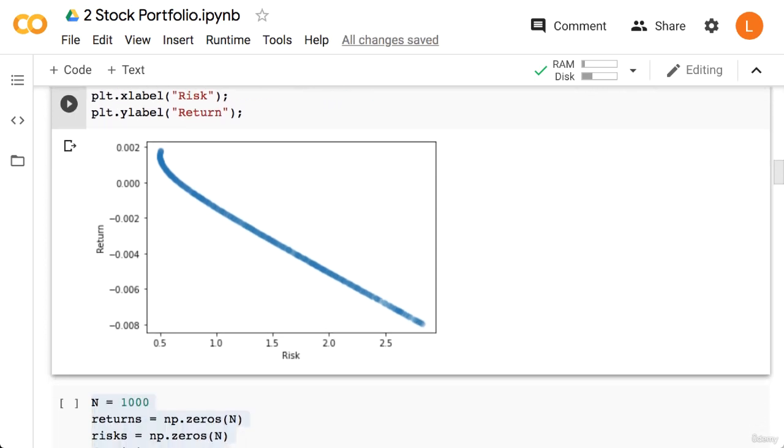Okay, so you can see that with this risk-return plot, the ends are a bit darker because the random function doesn't have any aversion to values extremely close to 0 or extremely close to 1. Technically, it should be uniform. Again, notice how most of the portfolio returns are negative.